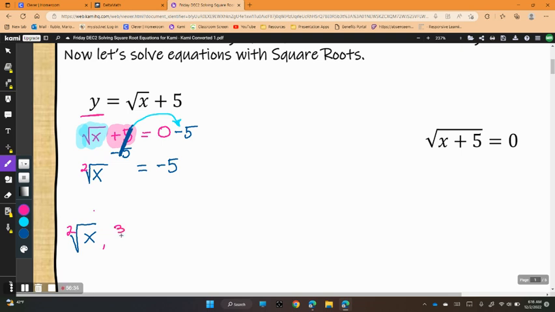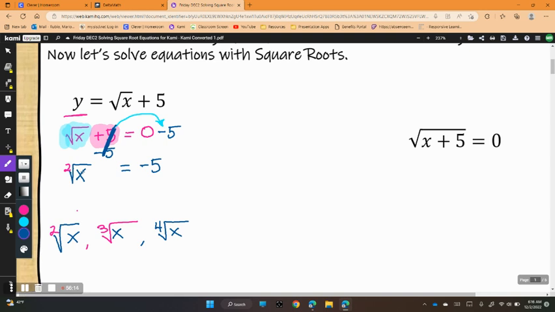Sometimes you'll see something like this. That means the cube root of x. Other times you might see something like this, and that means the fourth root of x, and so forth and so forth. So what we're talking about here in our example is the second root, or the square root.